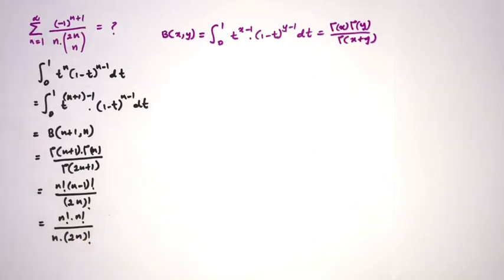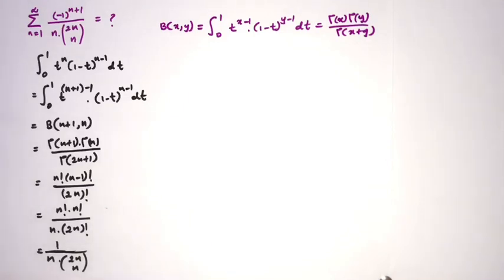Then we have 1 over n times n factorial times n factorial over 2n factorial, and we know this is equal to 1 over 2n choose n.